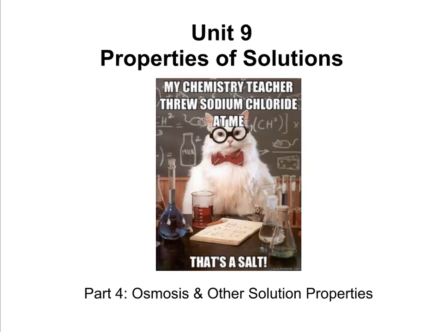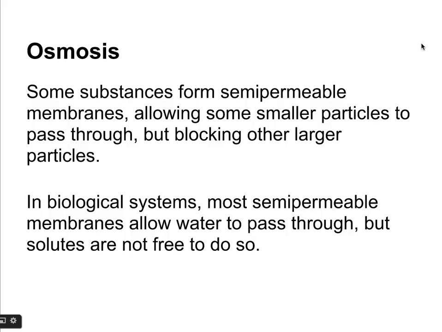Part 4 of Unit 9 is about osmosis and other solution properties. Some substances form semi-permeable membranes that allow smaller particles to pass through them, but they block out other large particles. Osmosis is the movement of solvent particles through one of these semi-permeable membranes. The membrane stops the solute but allows the solvent to pass through it.